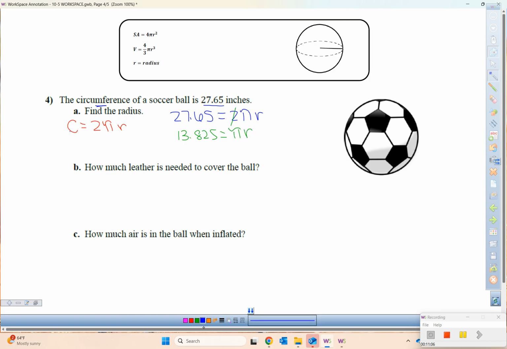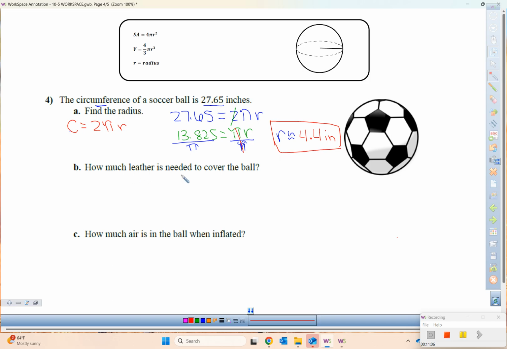Okay, so chiseling away, what's my next step to get my radius by himself? Get rid of pi. Very good. And we do that by dividing. And if I do it to this side, I got to do it to this side. Okay, so my radius is now, these cancel, it's 13.825 divided by pi. And I think if we all do it right, we should get a number, if we round to the nearest tenth, we should come up with a number like this. Okay, is it good? All right.